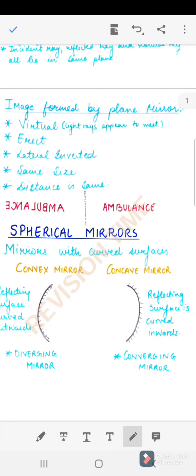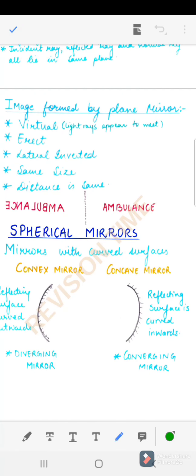The image formed by a plane mirror is virtual, erect, laterally inverted, and of the same size, and the image distance is also the same. Virtual images are formed when light rays appear to meet but don't actually meet. If they actually meet, then it is a real image. Lateral inversion: the classic example is the ambulance, where the left side appears as the right side and vice versa in a plane mirror.